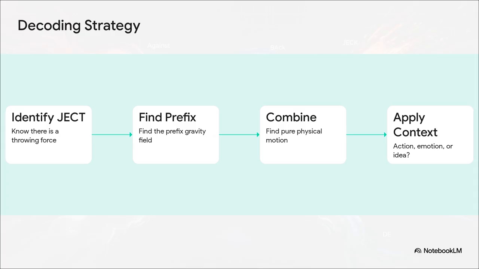Whenever you encounter a complex word out in the wild, run it through this precise 4-step decoding strategy to unlock its true meaning. Step 1. Spot the ject and know there's a throwing force. Step 2. Look at the front of the word to find the prefix gravity field directing it. Step 3. Combine them to find the pure physical motion. And Step 4. Apply that motion to the context. Is it an action, an emotion, an abstract idea?